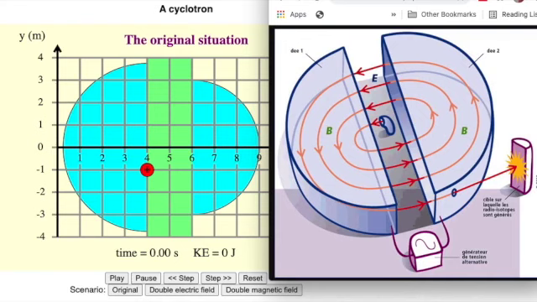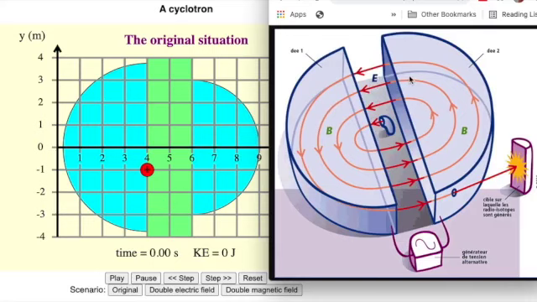A cyclotron consists of metal containers called Ds, as they have the shape of the letter D, and these two are placed opposite to each other. A magnetic field is applied in this container perpendicular to the surface of the Ds, and in between the Ds an electric field is applied.